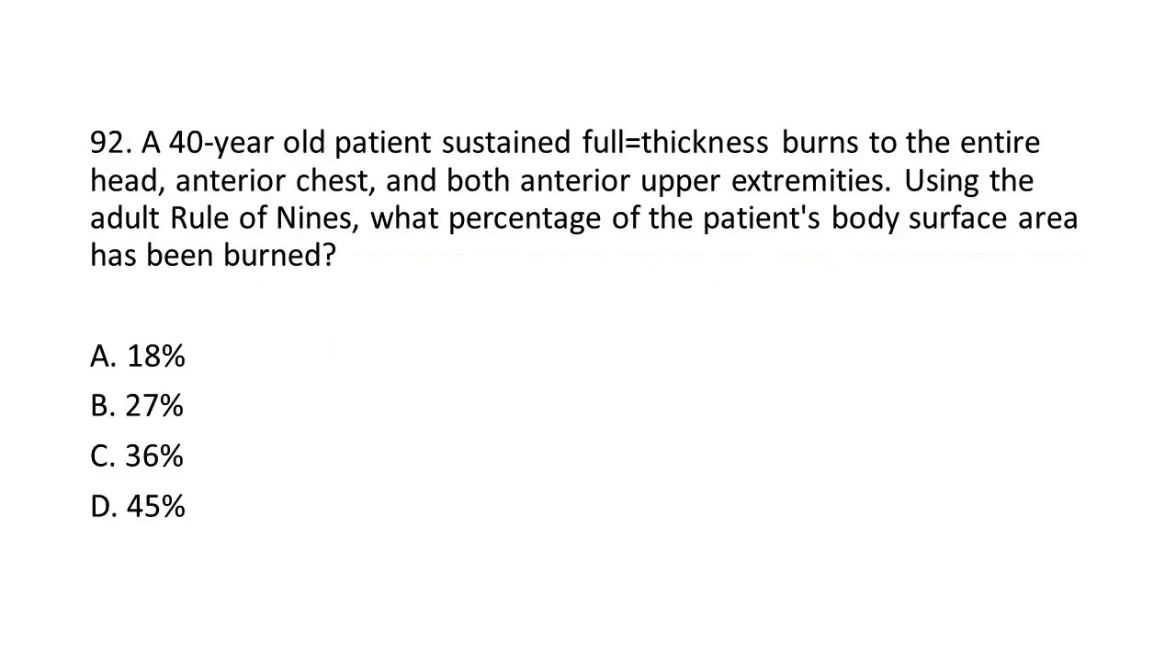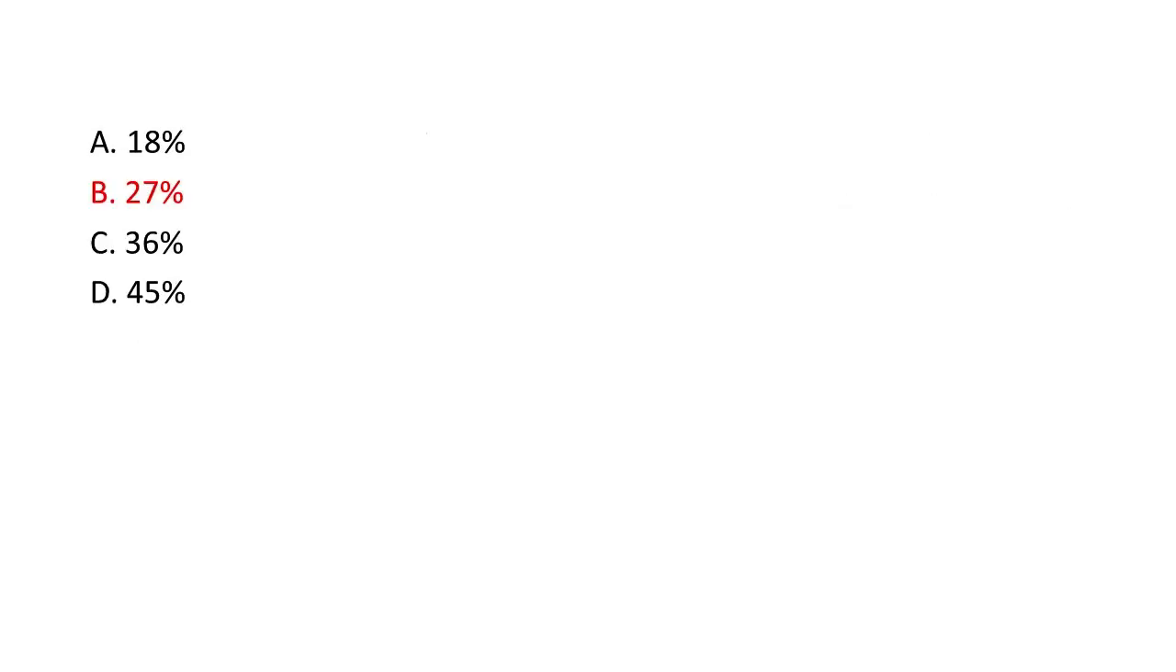92. A 40-year-old patient sustained full-thickness burns to the entire head, anterior chest, and both anterior upper extremities. Using the adult rule of nines, what percentage of the patient's body surface area has been burned? A. 18%. B. 27%. C. 36%. D. 45%. The answer is B.